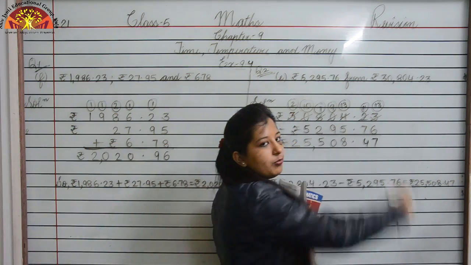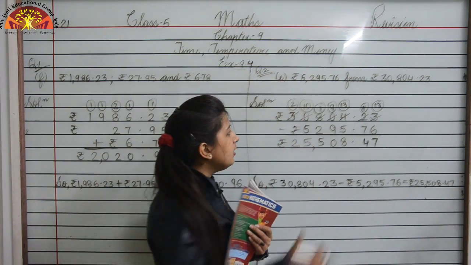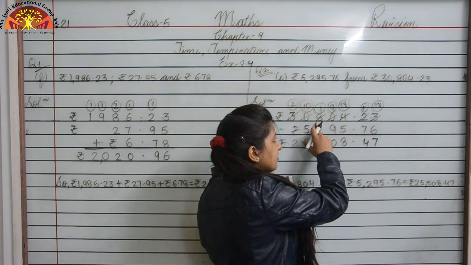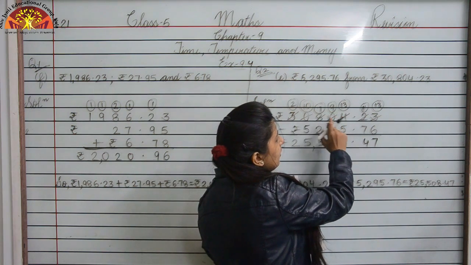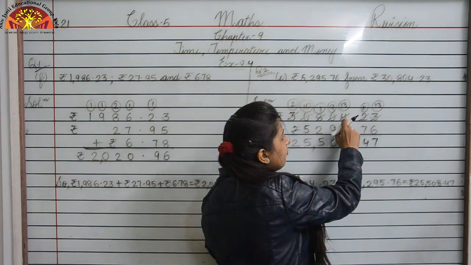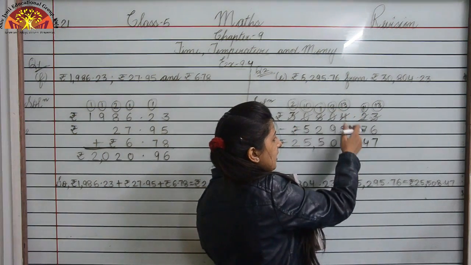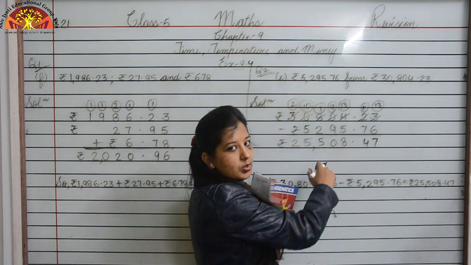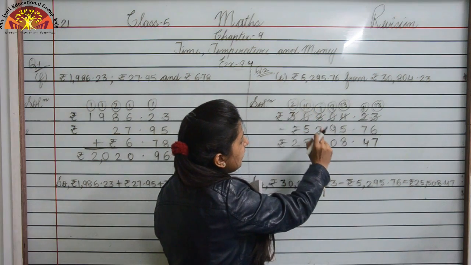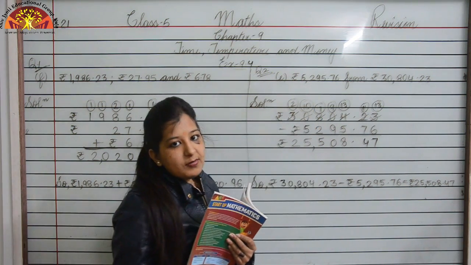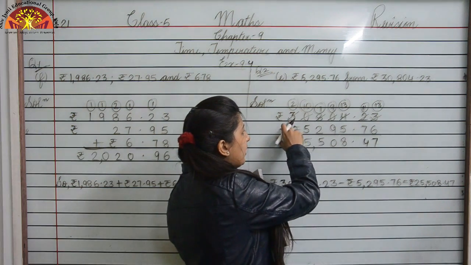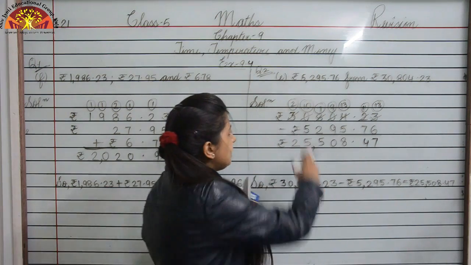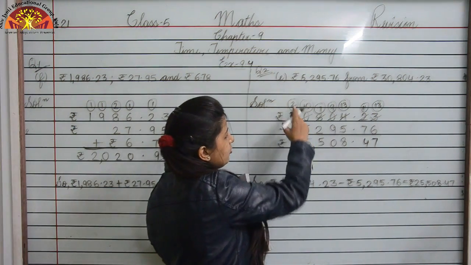Now here you can see 4 minus 5 is not possible, so we will borrow 1 from it. So here 7 will remain, then 9 will remain and 4 will become 13. So 13 minus 5 equals 8. Now 9 minus 9 equals 0, 7 minus 2 equals 5 and then 0 minus 5 is not possible. So again we will borrow 1 from it and here 2 will remain and 0 becomes 10. Then 10 minus 5 equals 5 and 2 as it is.